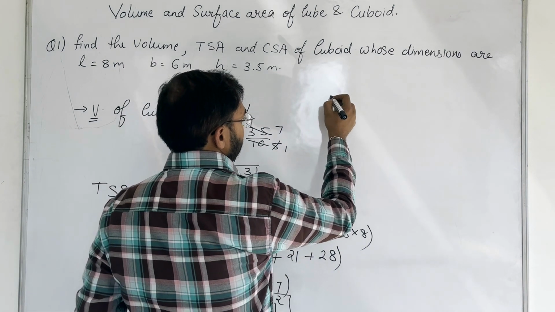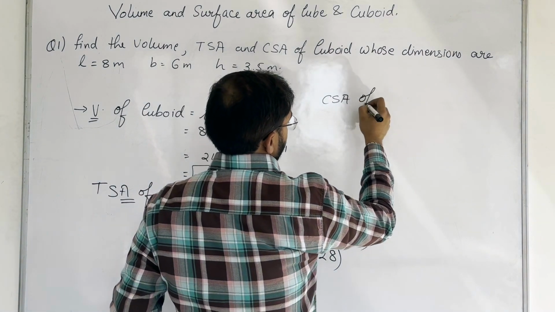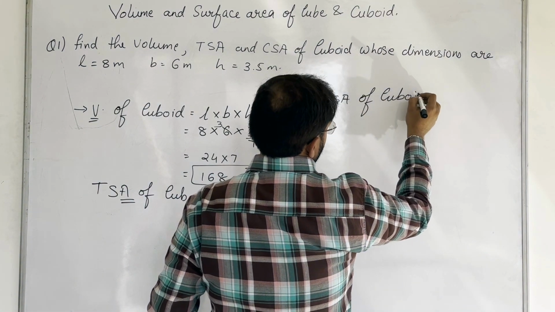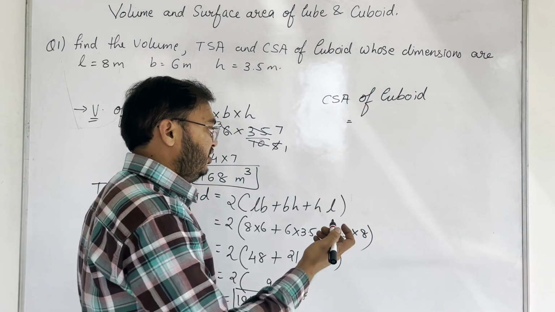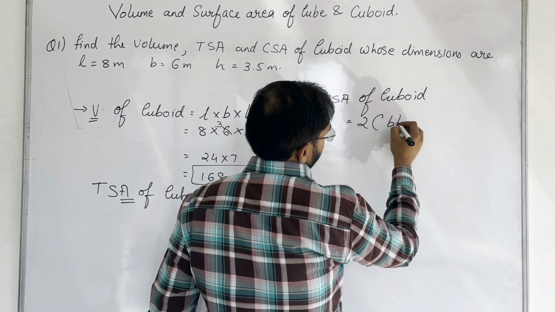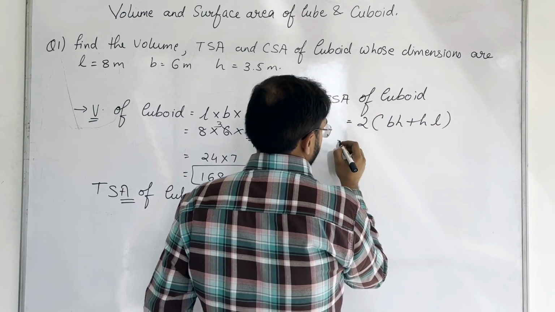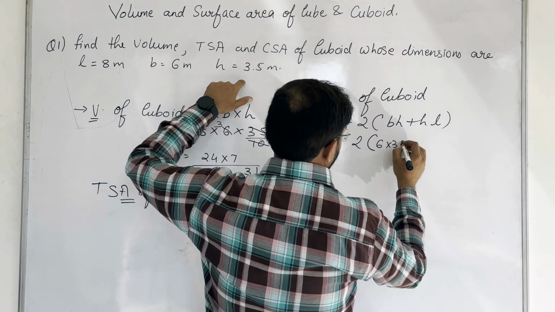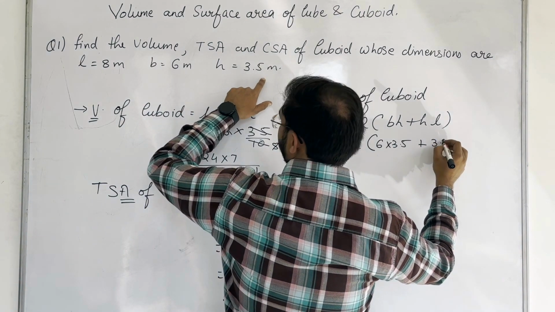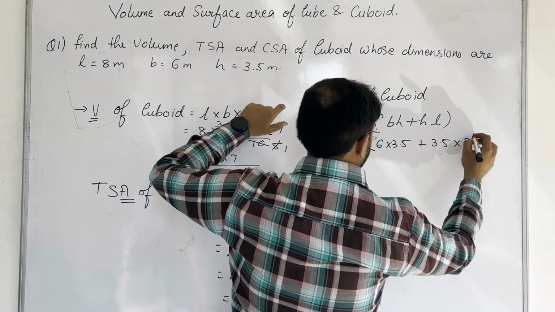Now we'll be talking about CSA of cuboid. In this we are not going to cover top and bottom, that means top and bottom having dimensions length into breadth, so we'll not take that. So 2 times (BH plus HL). 2 as it is, what's my breadth? Breadth is 6 into height 3.5 plus height is 3.5 into length is 8.